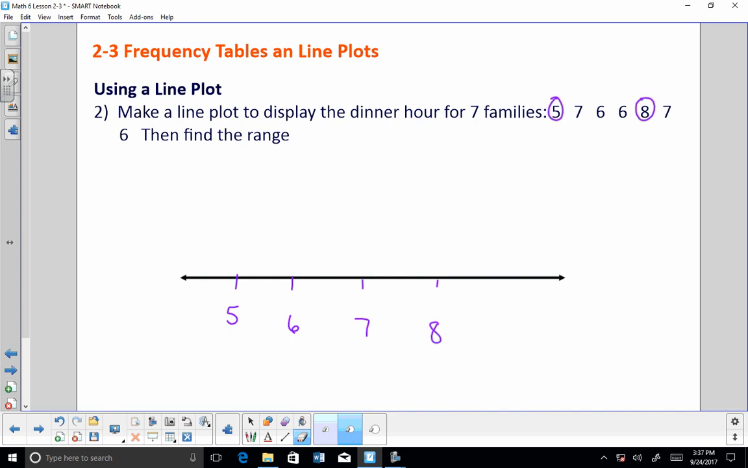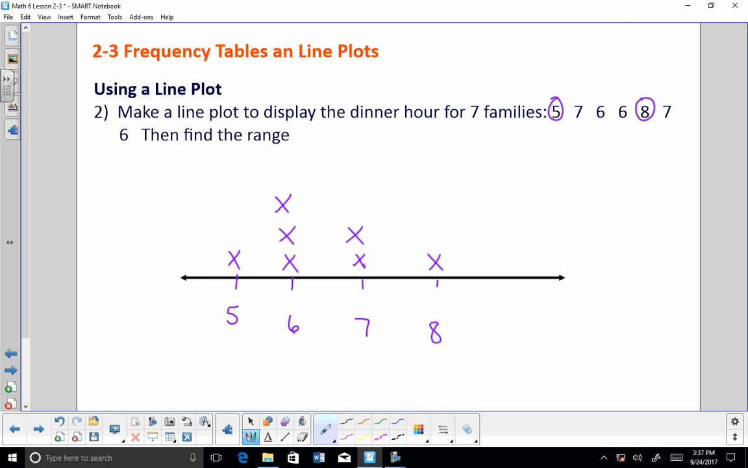So now I have the times 5, 6, 7, and 8. I try to equally space them apart as best as possible. They don't have to be perfect, but I try to make them as equal as possible. So I have an x at 5, I have a 7, and I have a 6, followed by another 6, so I'm just going to stack that x on top of the first 6, and 8, and then another 7, so I'm going to stack that one on top of the 7 I already had, and then another 6, so I'm going to stack that one on top of that.